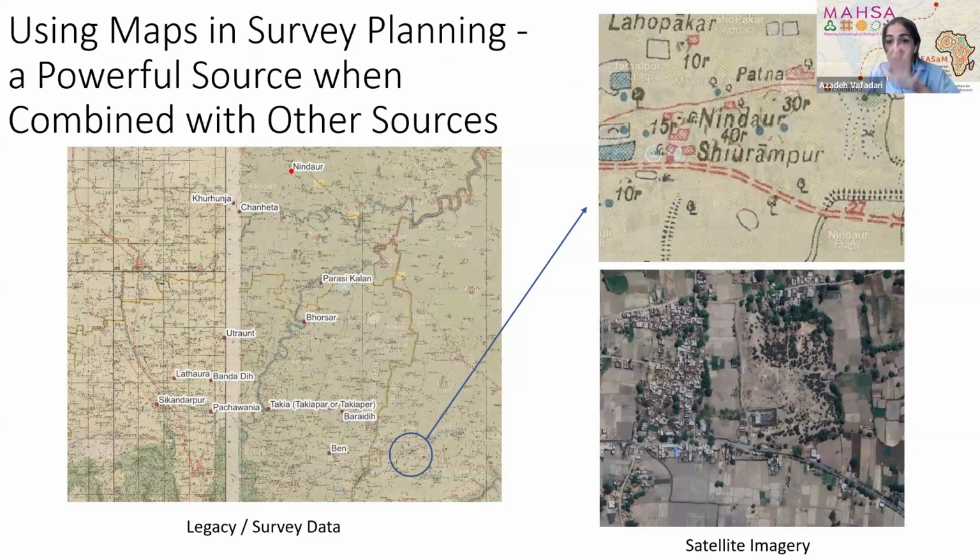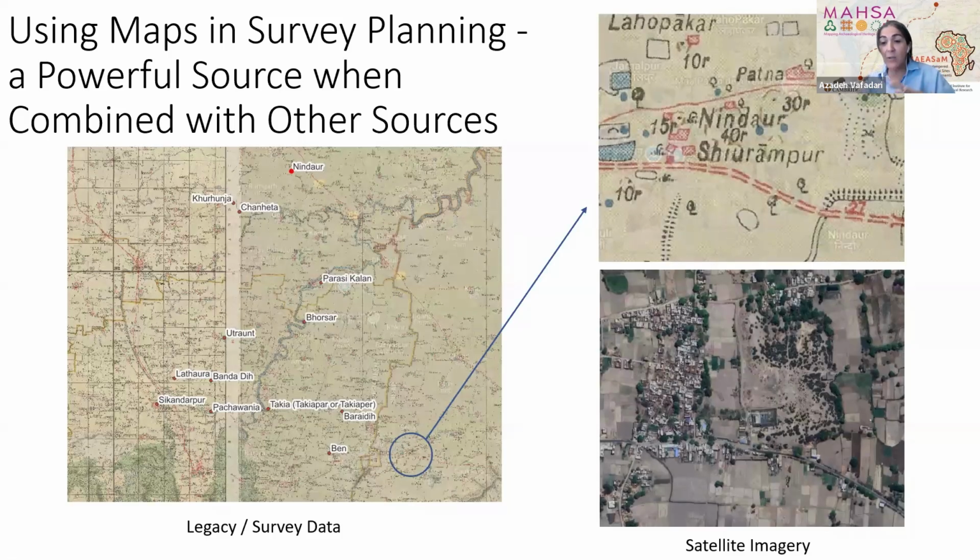So we use historical maps in our survey planning as one source and combine them with other available data. We use survey and legacy data, digitize them and plot them on the map to see if we can add any extra information from the maps to the existing information from the legacy data and survey map. And then we also compare them with the satellite imagery, and record the most accurate or more recent information from the imagery that we can find.